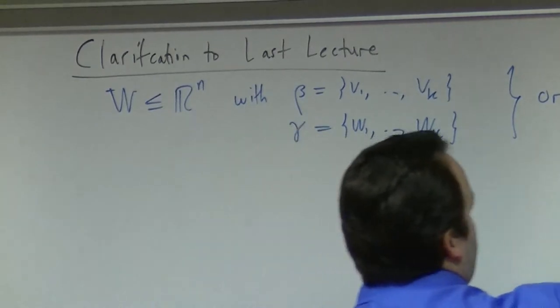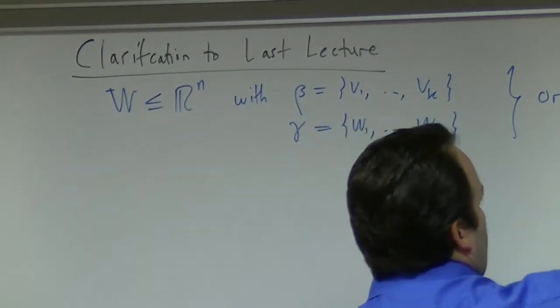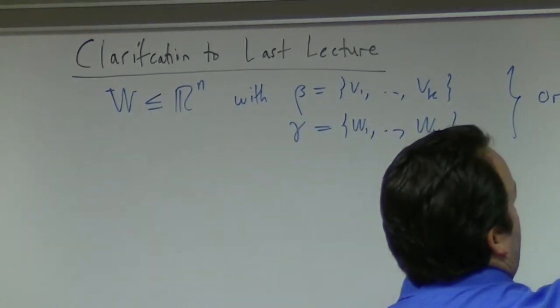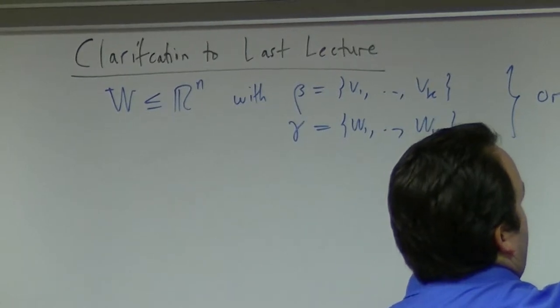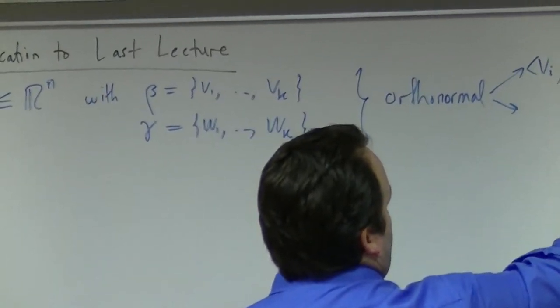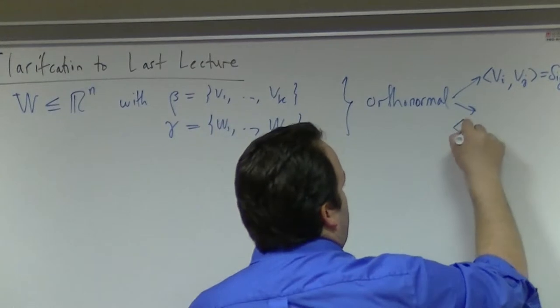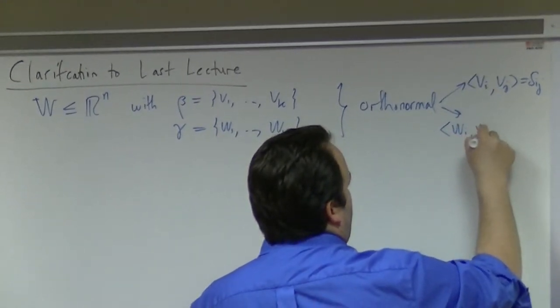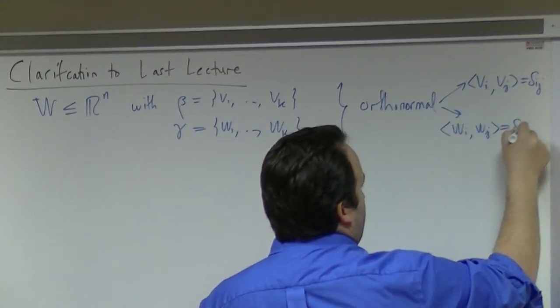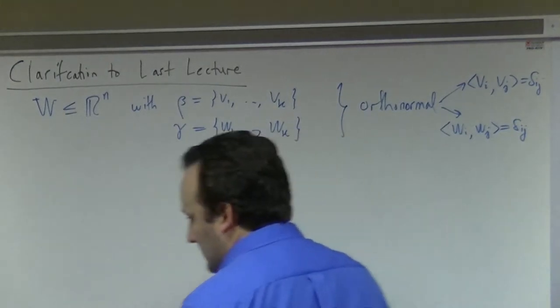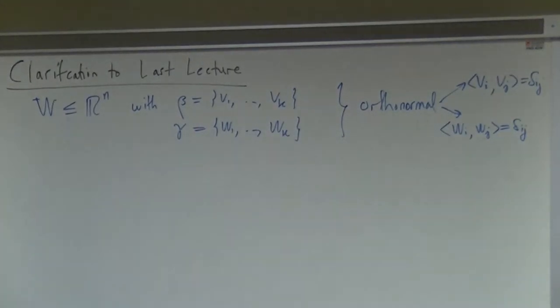Which, of course, is most elegantly expressed in the simple formula: the inner product of vi and vj is delta ij, and the inner product of wi and wj is delta ij, simply meaning that it's zero if they're distinct elements of the basis, and it's one if they're the same element, which is to say that every element in the basis has length one, hence the term normal.